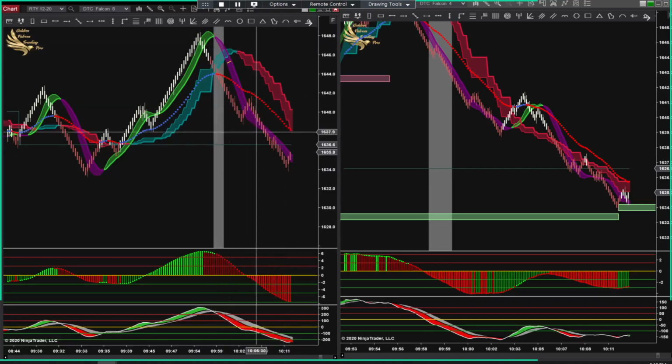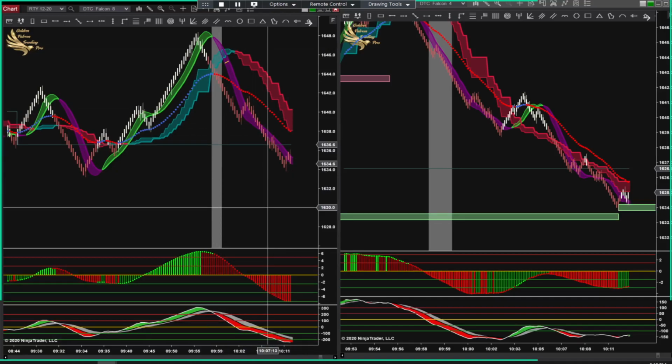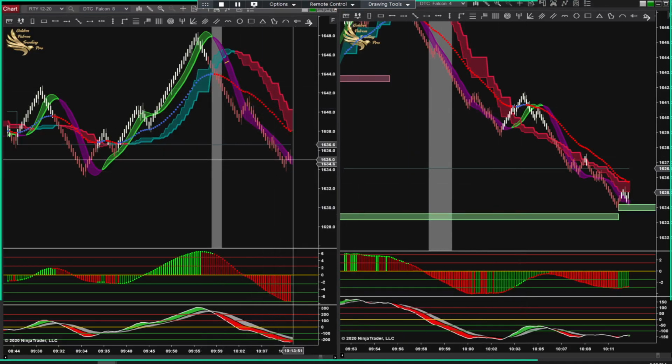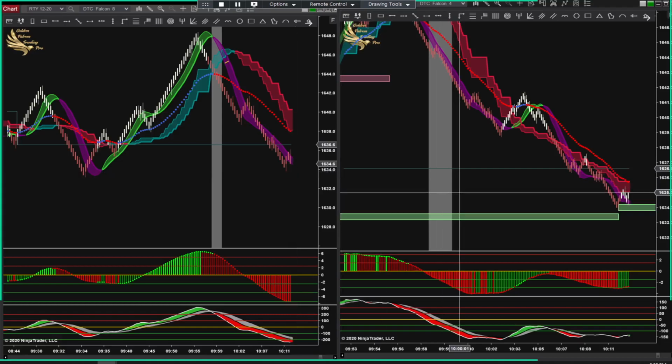Now that one didn't do it, so let's see if this one does. So if I'm looking for that to happen, what does that mean on my 4? If I want it to wick off the inside of the eagle on the 8, what do I need to look for on the 4?